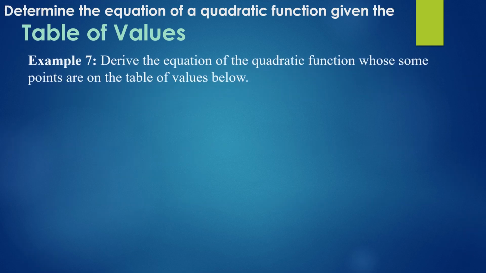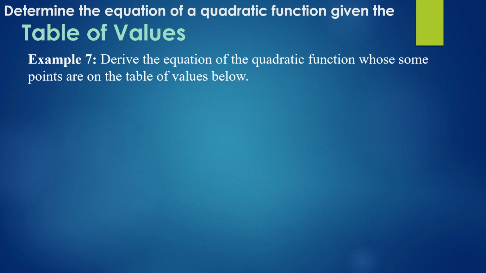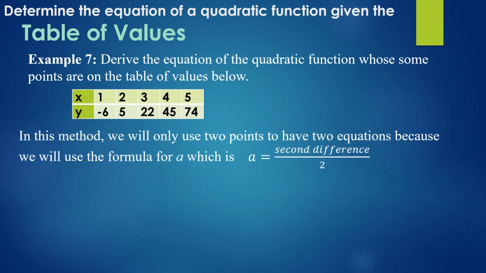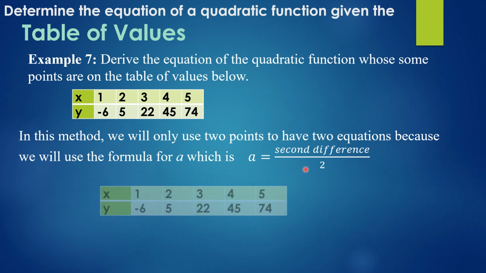Example number 7. Derive the equation of the quadratic function whose some points are on the table of values below. Let us try another method. We will only use 2 points to have 2 equations because we will use the formula for a, which is the second difference of y divided by 2.